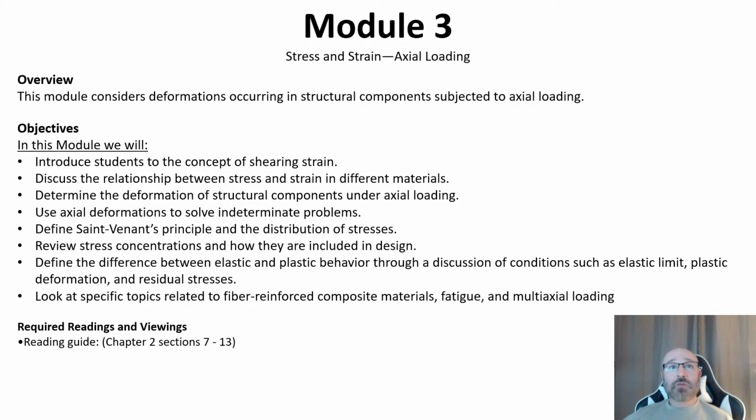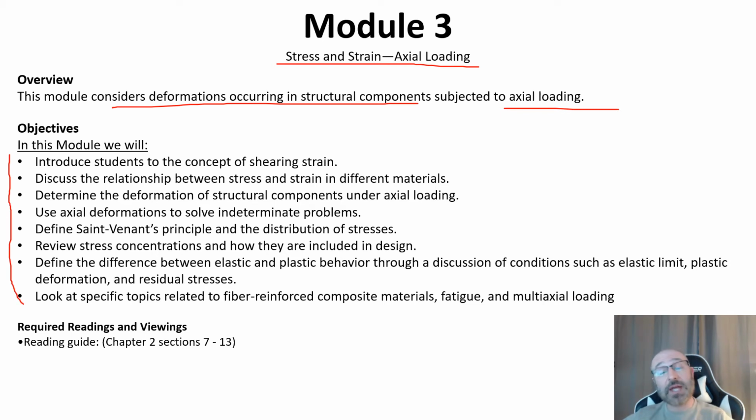So looking at module 3 as a whole, we're still dealing with chapter 2 relating back to our textbook, with stress and strain and axial loading. So we're going to consider deformations occurring in structural components subjected to these axial loads. Within this module and this entire chapter, we'll do example problems related back to these topics in our textbook, looking at some shear strain, the relationship between stress and strain for these different types of materials and how we do those calculations, how we apply that to example problems, and deformations of structural components under axial loading.